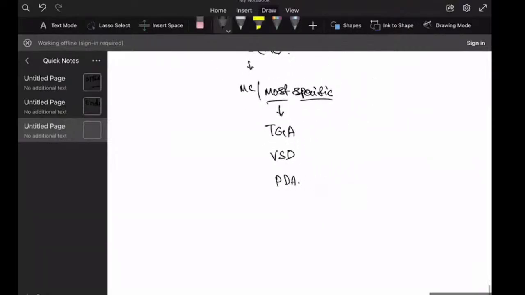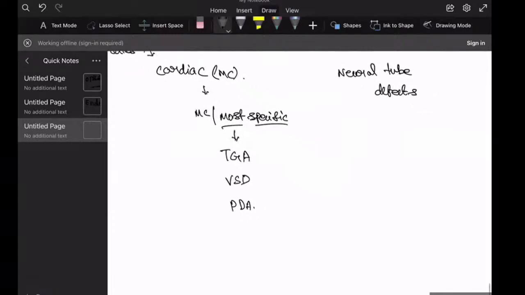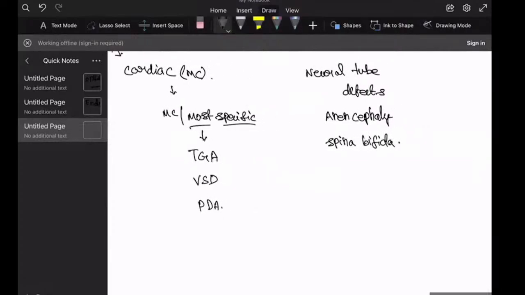There can also be neural tube defects like anencephaly, spina bifida. Which vitamin deficiency leads to spina bifida? Vitamin B9, not vitamin B12. Very, very important, guys. This question has been asked in the FMG. Spina bifida, which vitamin deficiency? It's a very simple question. Please study vitamins, vitamins, vitamins, 5 marks for sure.